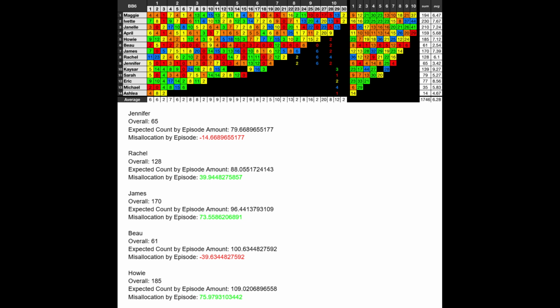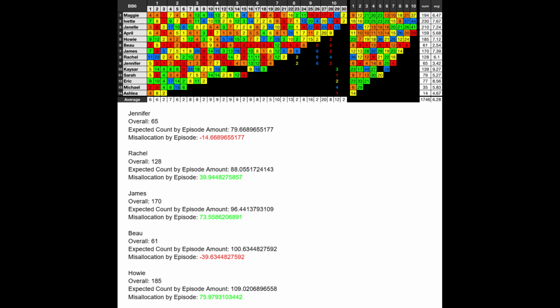Her expected count by episode amount is 79.66, meaning her misallocation by episode is negative 14.66, meaning that she has fewer diary rooms than she should have, meaning that she has a negative balance. Rachel has an overall diary room count of 128. Her expected count by episode amount is 88.05, meaning her misallocation by episode is 39, which is a pretty decent gap.